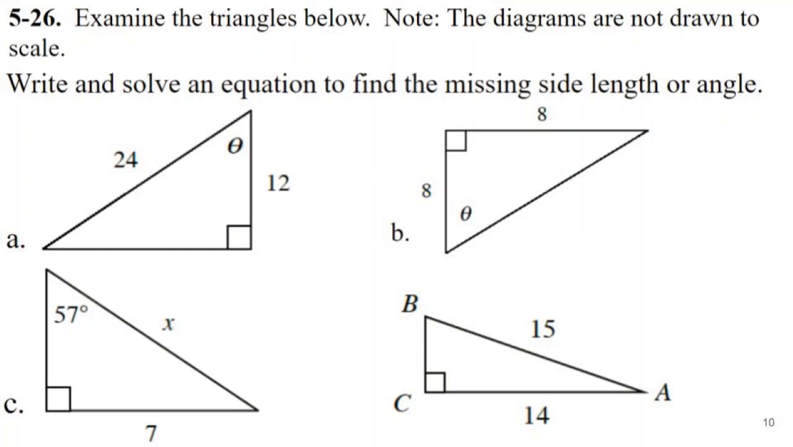So, we're going to start with 5-26, where we're actually going to try using our inverse trig functions, at least for a couple of these. In C, we're solving for a side length, but for A and B, we're both solving for theta. I'm going to walk you through the steps for A and B here at least, and show you how to get theta for them, how to set it up, how to walk through those steps, okay?